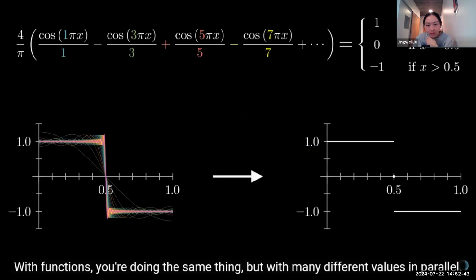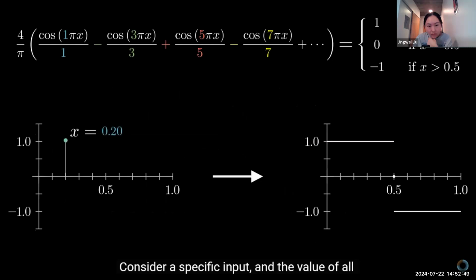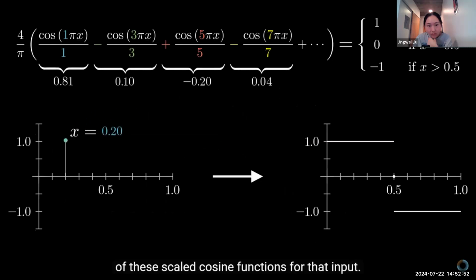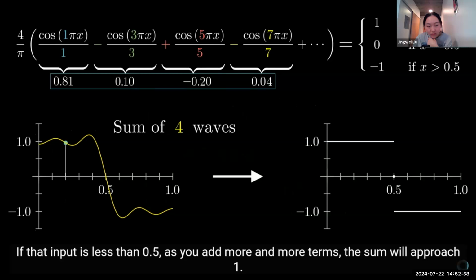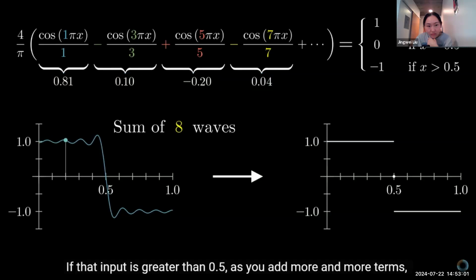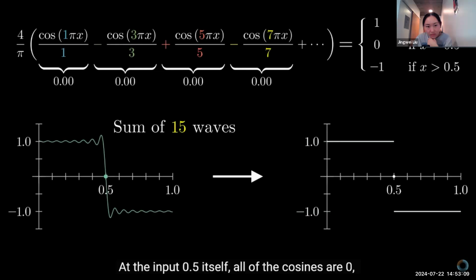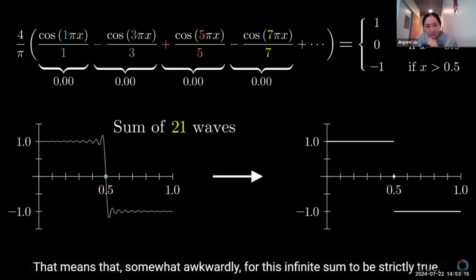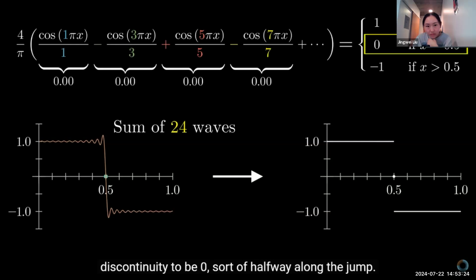With functions, you're doing the same thing, but with many different values in parallel. Consider a specific input, and the value of all of these scaled cosine functions for that input. If that input is less than 0.5, as you add more and more terms, the sum will approach 1. If that input is greater than 0.5, as you add more and more terms, it would approach negative 1. And at the input 0.5 itself, all of the cosines are 0, so the limit of the partial sums is also 0. And that means that, somewhat awkwardly, for this infinite sum to be strictly true, we do have to prescribe the value of this step function at the point of discontinuity to be 0, sort of halfway along the jump.